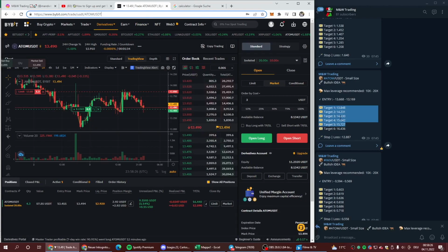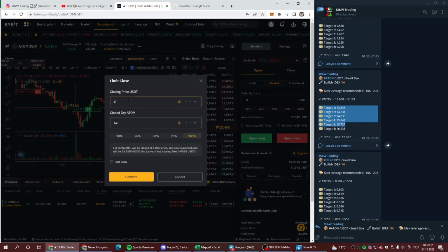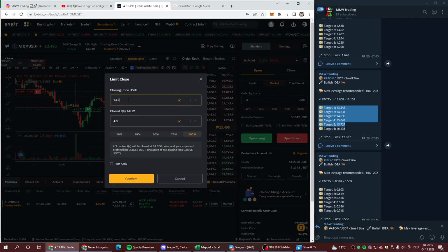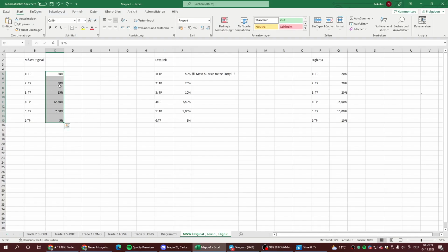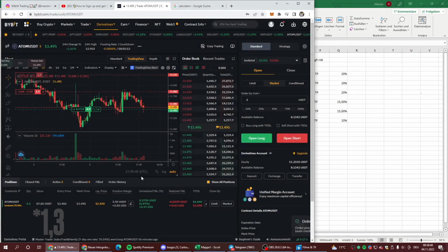Second target 14.231, so we type that in, limit 14.231, and as you can see, again 30% of the trade, so 1.9 of our position size. Confirm. Now we have to do it with every target.